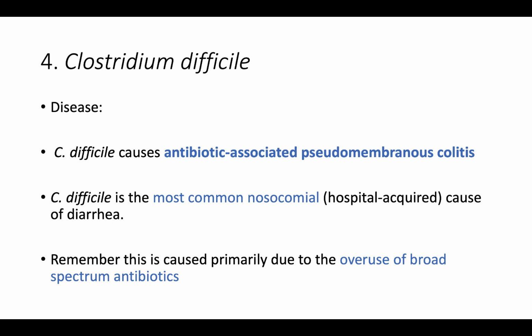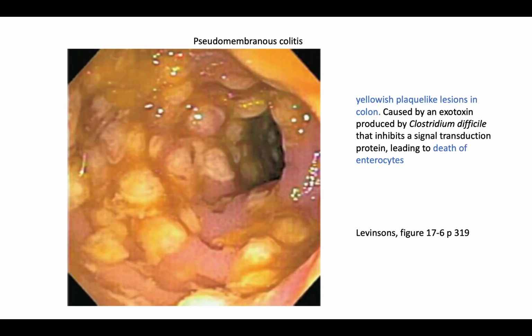So in both cases: a person in the community who took antibiotics and is a carrier, or a person who is not a carrier, was in the hospital, took antibiotics, and was then infected by the hospital staff or patients or whatever. So remember, this is caused primarily by the overuse of broad spectrum antibiotics. This is what it looks like if you do a colonoscopy: yellowish plaque-like lesions in the colon.